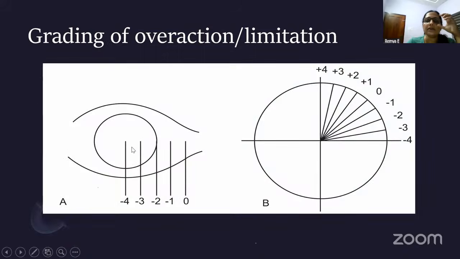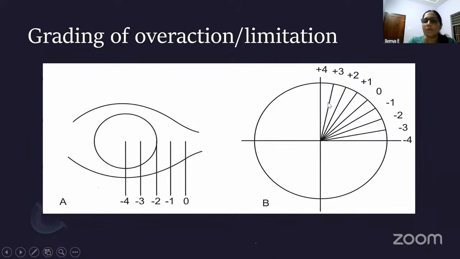Now, grading of these extraocular movements, you have to grade whether after reduction. Sorry, this slide should have come next. So you have to grade whether it is -4, -3, -2. -4 means the eye is not moving from the center. If it is moving only this much, then you will call it -3. And if it is reaching near the canthus, then you will call it 0. So in between, you will grade like this.